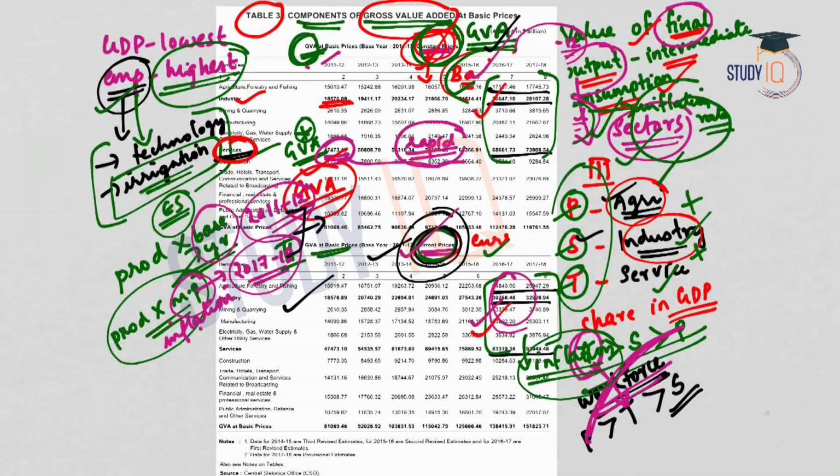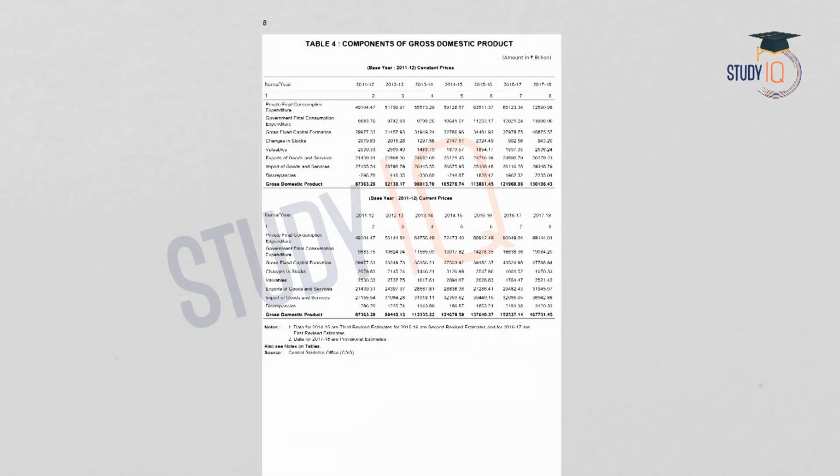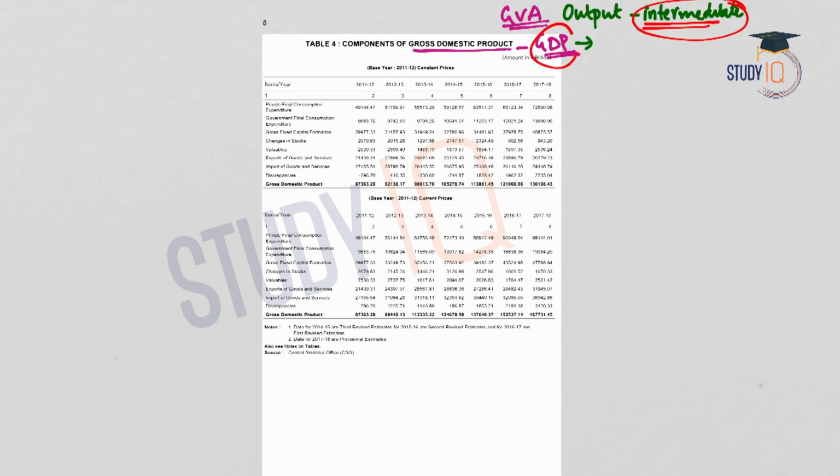Now let us move on to the next table. In the previous table we have seen components of GVA, that is gross value added. Now we will see components of GDP. GDP is gross domestic product. So what is the difference between GVA and GDP? GVA means the value of final output minus value of intermediate consumption. But GDP is the monetary value of final goods and services produced in the economy. So the intermediate consumption is not reduced in GDP.